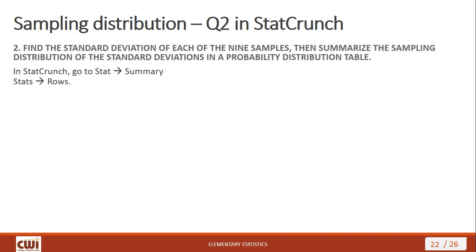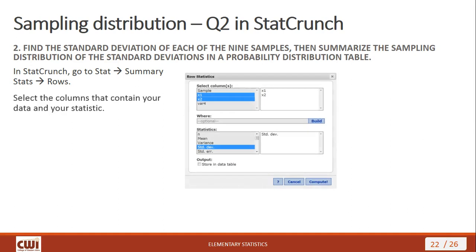We can do the same thing in StatCrunch, but the way you have to go through it is a little bit more clunky. Still, if you prefer to use StatCrunch, this may be your approach of choice. So the first step you want to do is go to Stat, Summary Stats, and then Rows. Notice we usually select columns when going to Summary Stats, but for this particular application, you're going to want to select Rows. Then you're going to select the columns that contain the data of your statistic. So in this example, we just want the X1 and the X2 because that's where the trial outcomes for our samples are located.